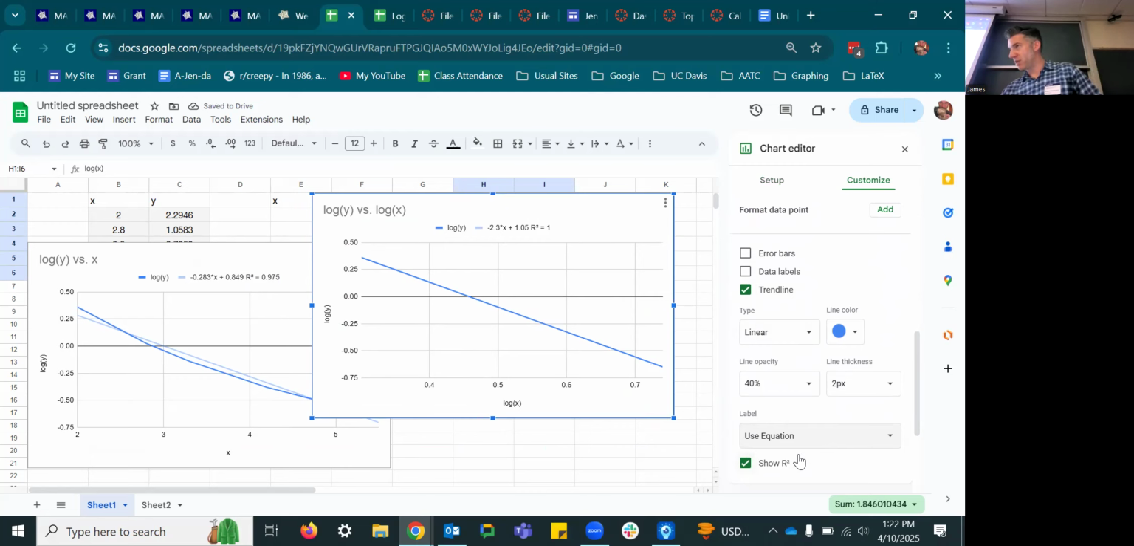I don't know why it does this, but for some reason, it doesn't want to give you the name. Like here, it's got the name log y versus log x. But here in my equation, it doesn't give me log x. It gives me just x. So make sure, since this is what we're using, we write our equation as log of y equal to negative 2.3 times log of x plus 1.05. So that's what we're going to do.